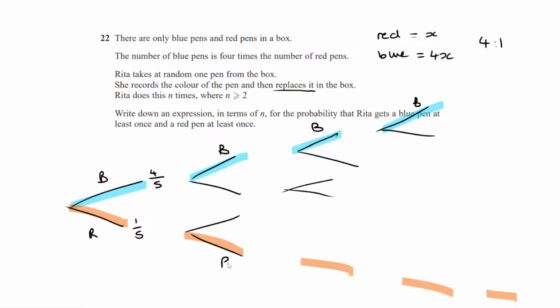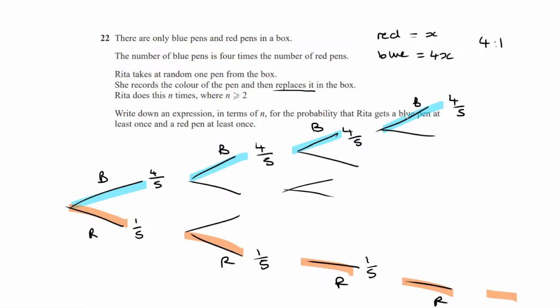So what I would do in this case, because you can't figure out how many of each she got, is just do 1 minus the 2 options that she can't have. She can't have all blue and she can't have all red, right? So then you go, okay, how would I work out the probability of getting all blue? Now, because she does replace it, the probability is the same every time, isn't it? 4/5, 4/5 for blue. And for red, it's 1/5, 1/5, because she does replace it, right?